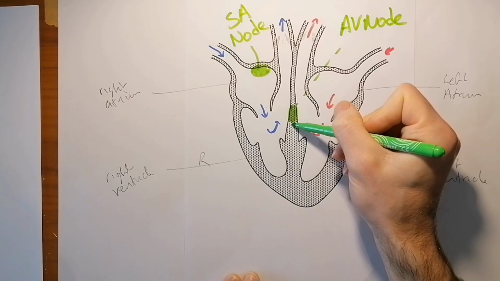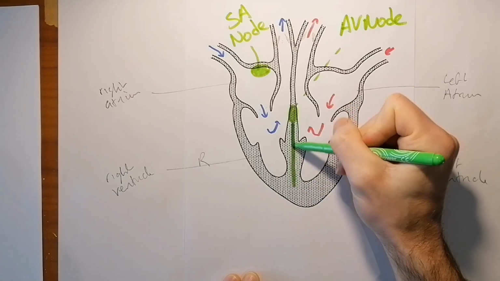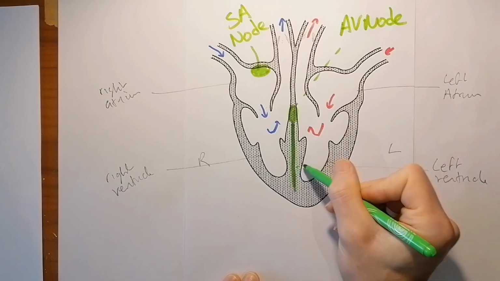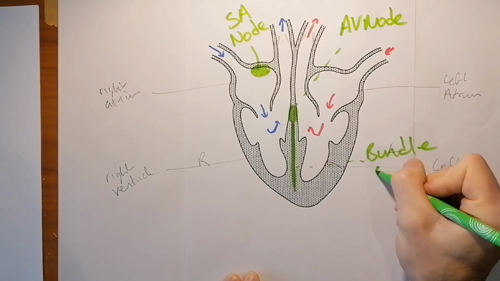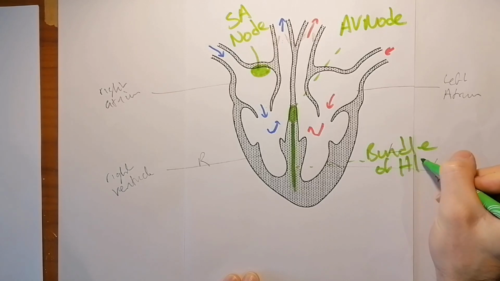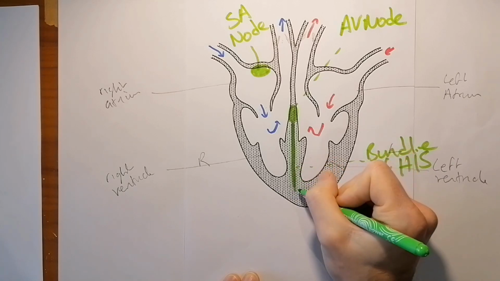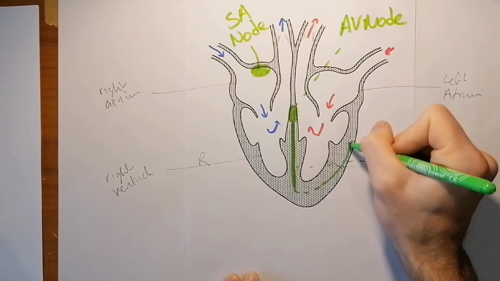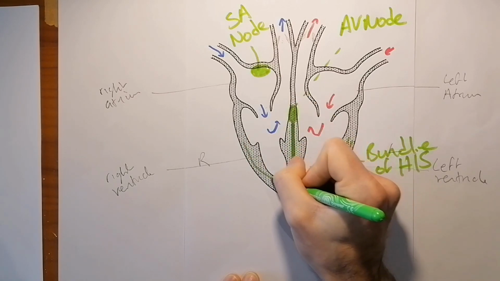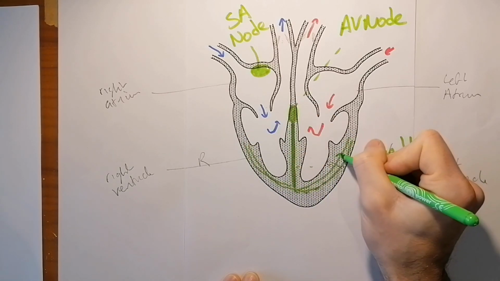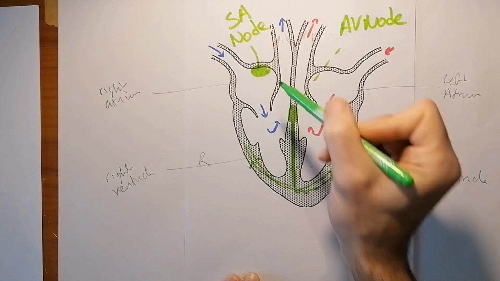Then you've got the bundle of His that runs down the septum. There it is. And then you've got the Purkinje fibers, and they run up the walls of the ventricles, and they cause the ventricles to contract from the base upwards.